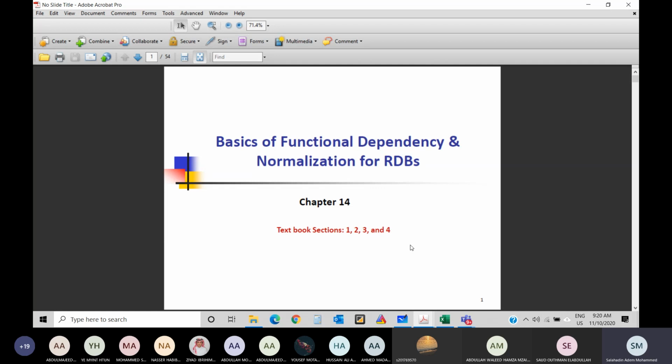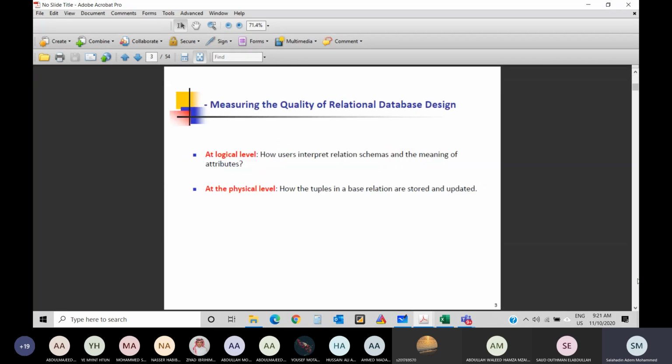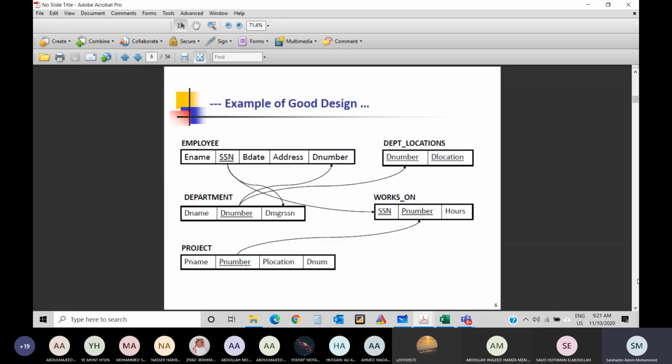Let me take you now to a design. Look at this design. This is a good design. This is the employee table. This is the department table. This is the project table. This is the works on table. And this is the department locations table. We have no dependency problem here. We don't care about the dependence in this database. As you can see here, this is a good design.